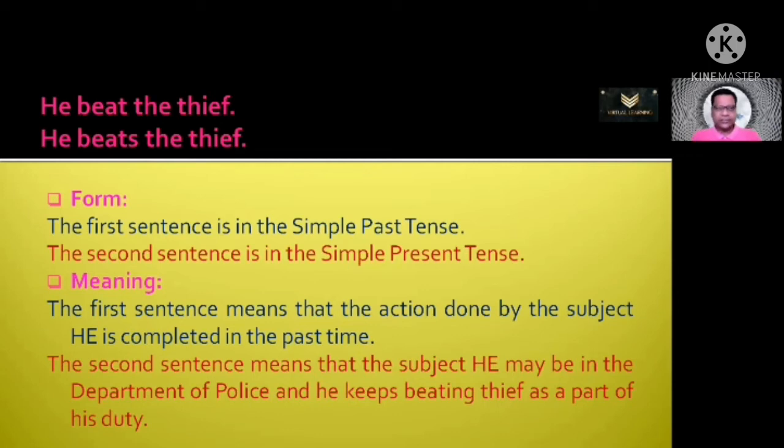In both the cases, you have he, the third person singular number, functioning as subject of the sentence. In both the sentences, beat is the verb used and the thief is the object of the sentence. But now you see, the first sentence has a different form than the second sentence. When you say he beat the thief, this sentence is in the simple past tense.